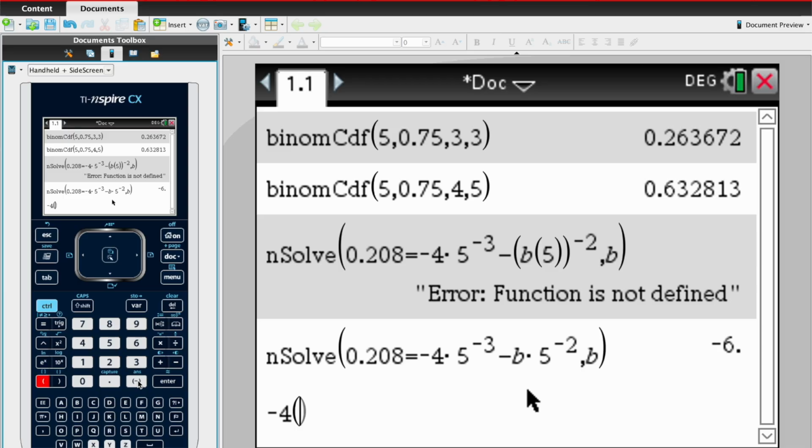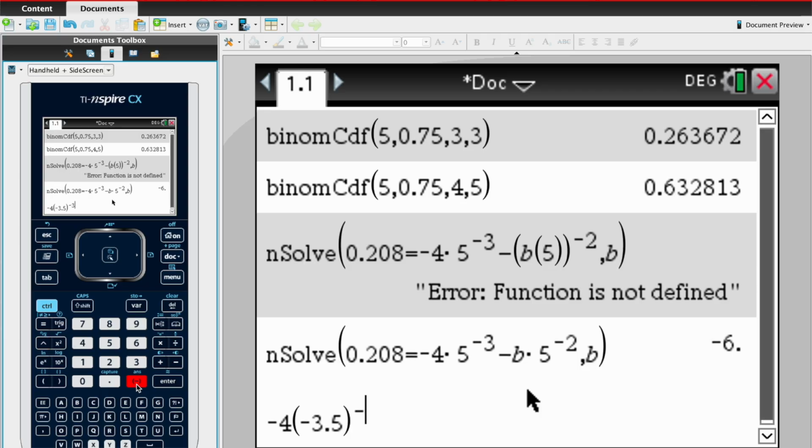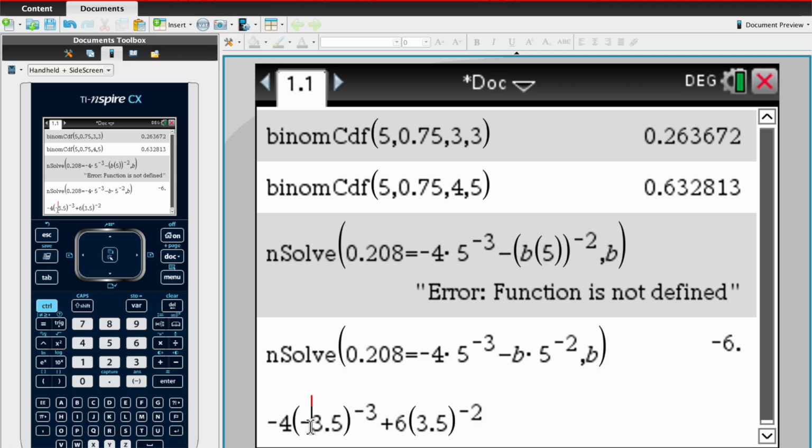So -4 times -3.5 raised to the power of -3, plus 6, open bracket, 3.5 raised to the power of -2. There's a lot going on here with brackets and negatives, so I'm just going to check this over once again. -4, this is applied to, there's no negative here, this is just 3.5, plus 6, 3.5 to the -2. That looks good.